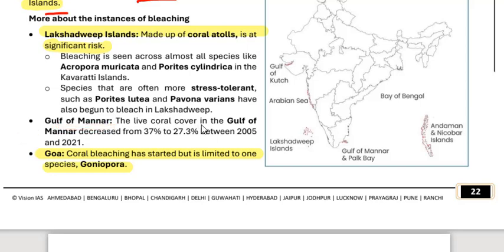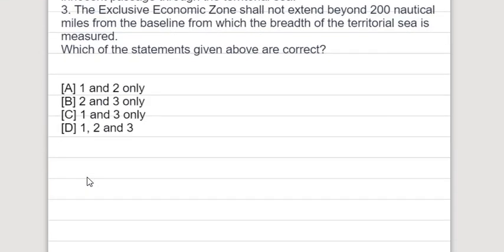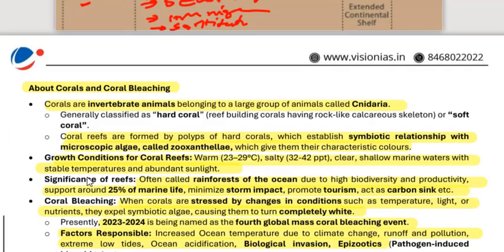Next is the Gulf of Mannar. The live coral cover in the Gulf of Mannar decreased from 37% to 27.3% between 2005 and 2021. Means there is a decrease in the coral cover of the Gulf of Mannar. These percentages are not very important. In Goa, coral bleaching has started but is limited to one species, that is Goniopora. You need to know the names, like Goniopora is a species related to what, that is corals. This type of question can be asked. This question was from the exclusive economic zone, which we have already discussed.